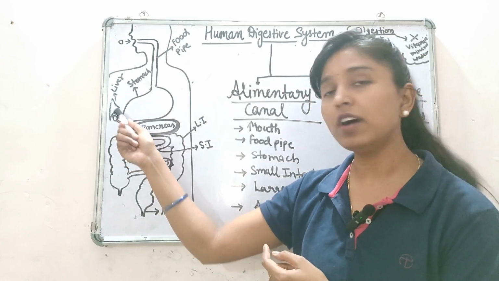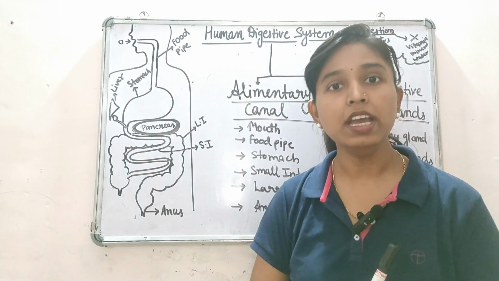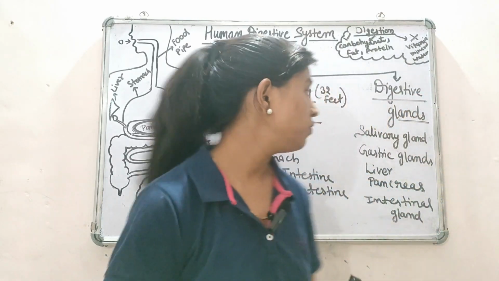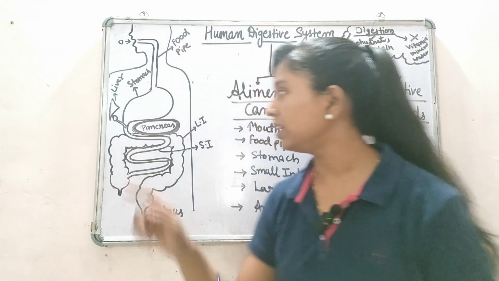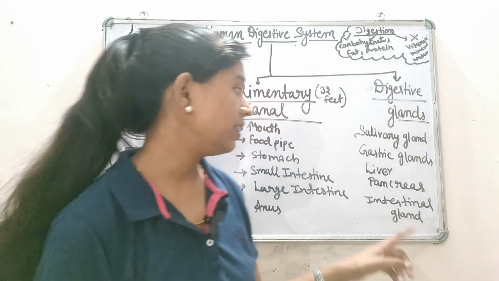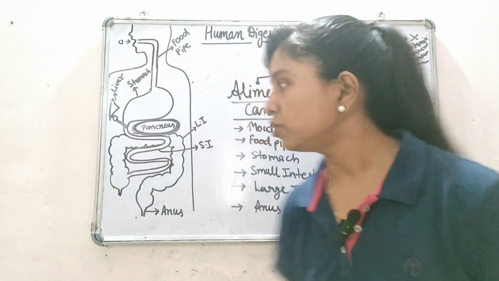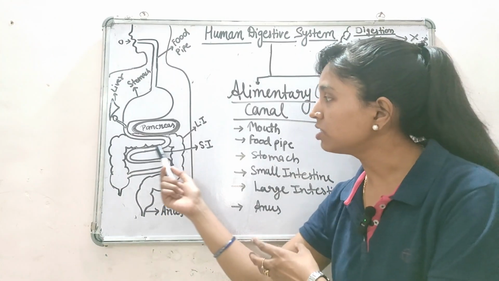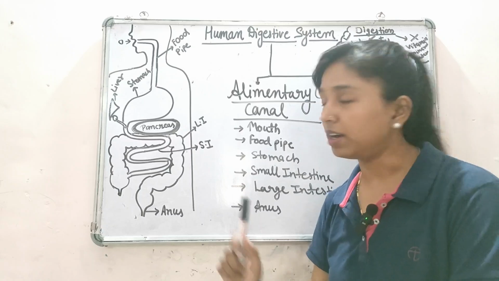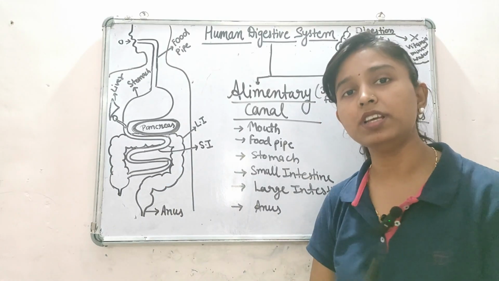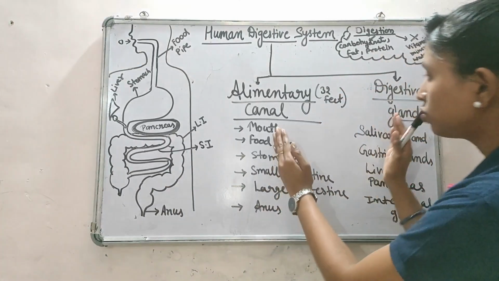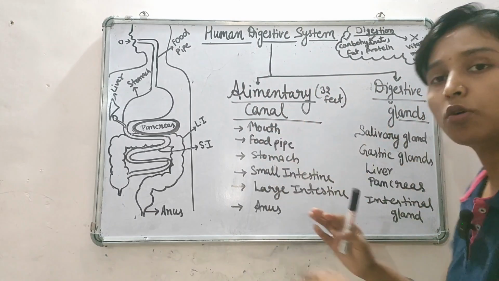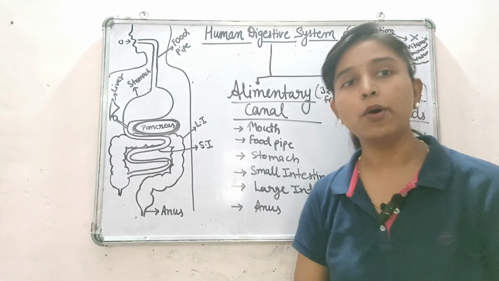Then the liver. As I told you, the liver is also a gland which is responsible for the production of bile juice, which is also helpful in the digestion of food. And then the pancreas. The pancreas is also a digestive gland. And then the intestinal glands. In the small intestine, there are some glands which are situated there, which are also helpful in the digestion of food. So these two concepts are involved in the human digestive system. From these two concepts, the whole food gets digested inside our body.